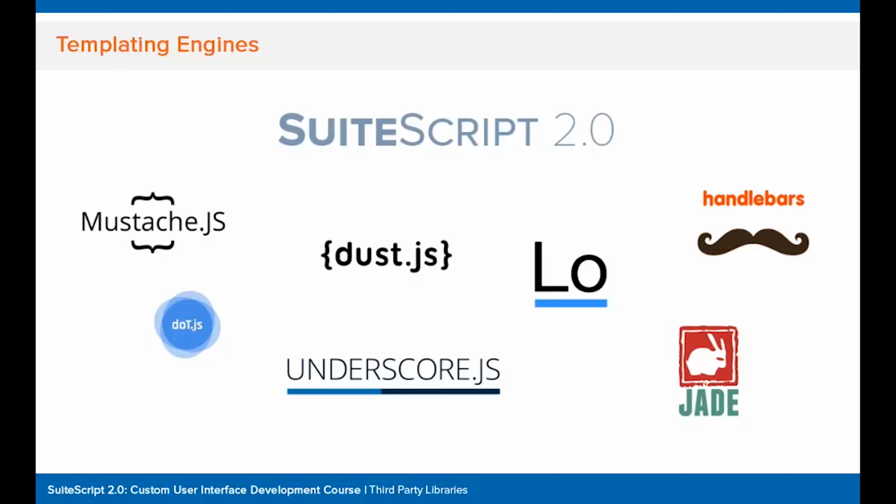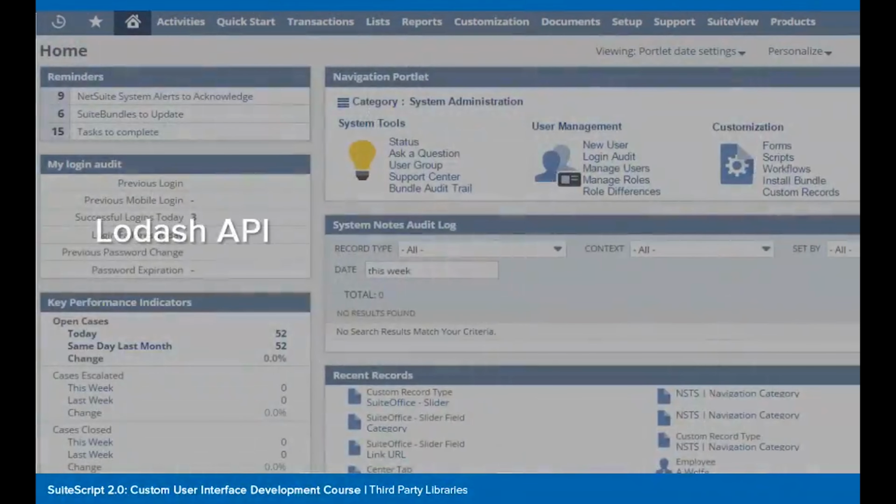But for this module, we're going to explore another templating engine so that you can see how it works. Specifically, that templating engine is the Lodash API. The Lodash API is not just a templating engine, but it's actually a utility library, and it's a superset of the underscore library. If you already know how to use underscore, you should be able to use Lodash easily.